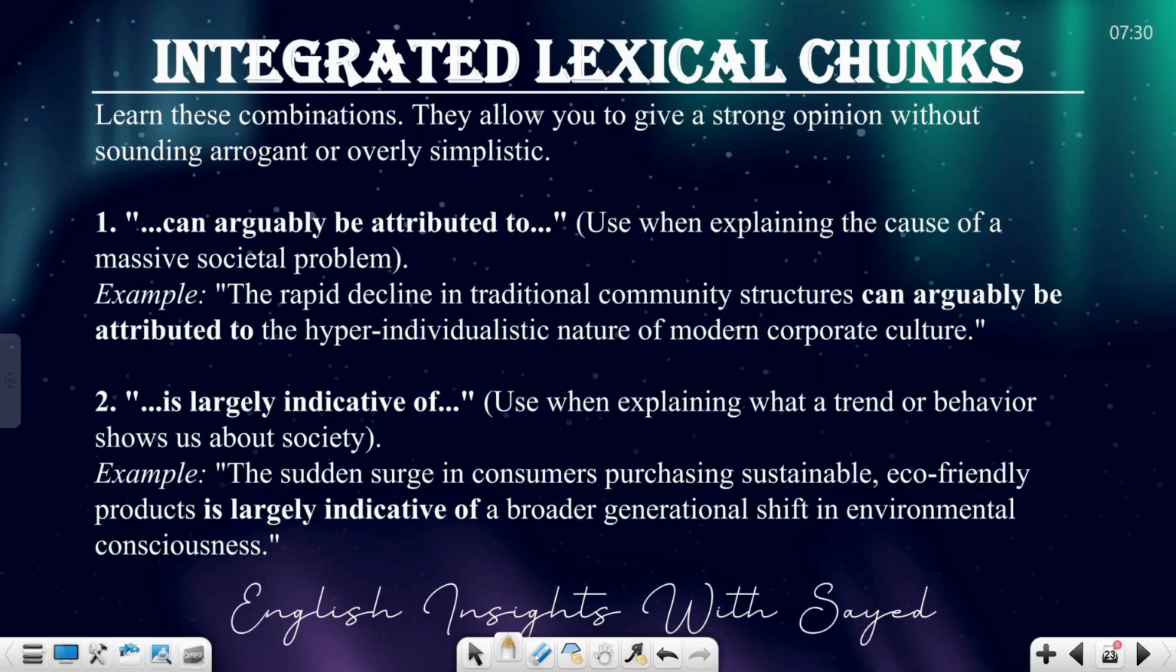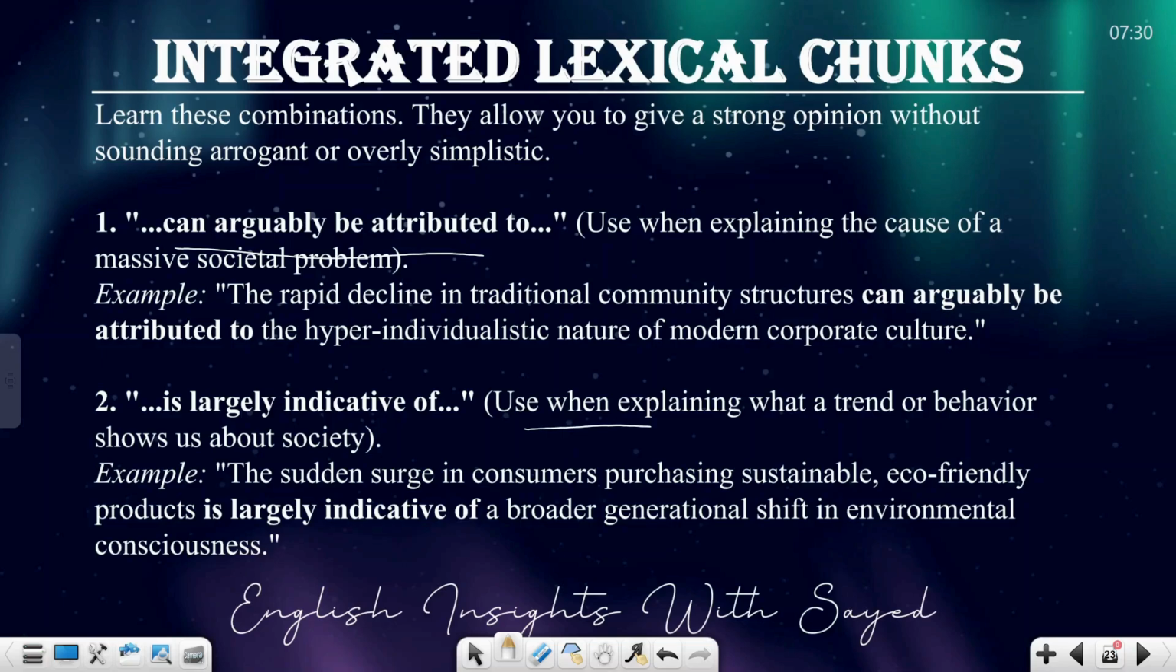Learn this combination. They allow you to give a strong opinion without sounding arrogant or overly simplistic. "Can arguably be attributed to" or "is largely indicative of." Use this phrase when you are explaining the cause of a massive societal problem, like, "The rapid decline in traditional community structures can arguably be attributed to the hyper-individualistic nature of modern corporate culture." Okay. And this number 2, "largely indicative of," when will you use it?